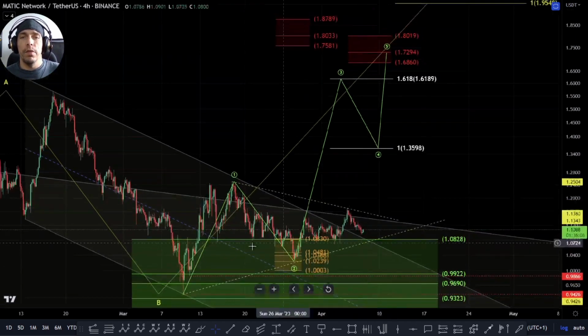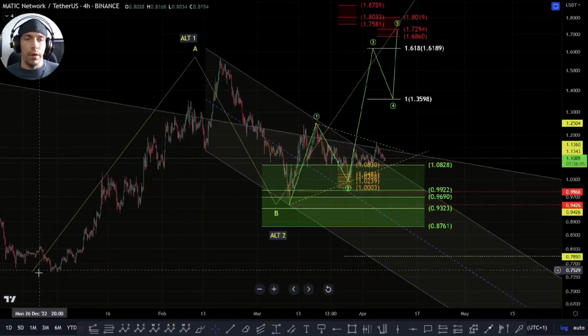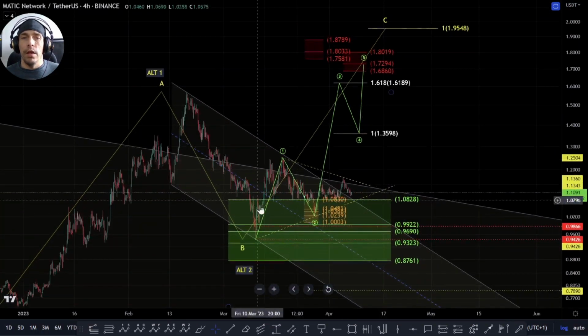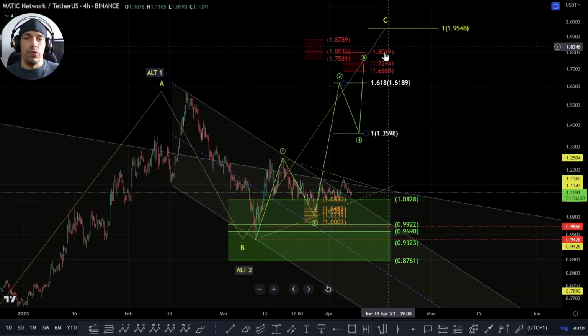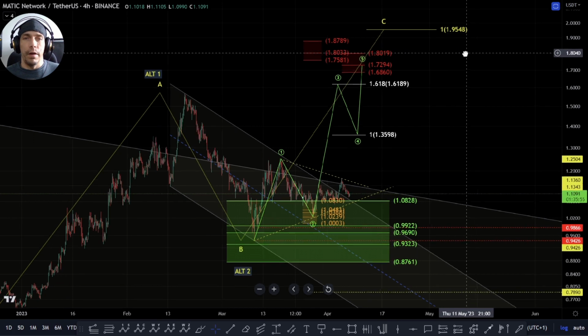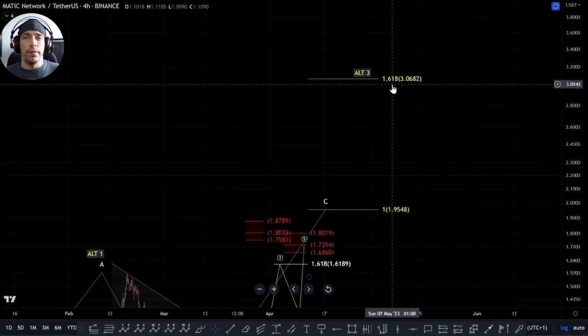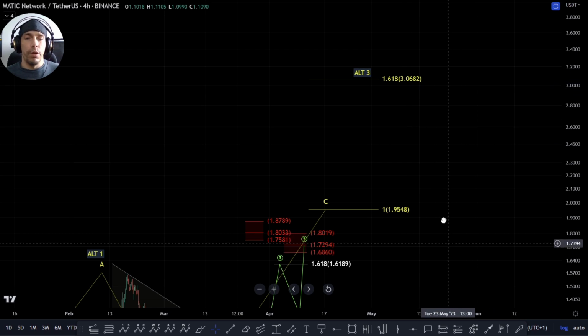So we're looking for that potential that we could have formed a bigger A wave here, potentially looking for this as a B wave, and then looking for that possibility of a continuation for a C wave to the upside, looking for this 195. This could also be a 1-2, in which case we could be looking for a much higher target for wave 3 of this 306.